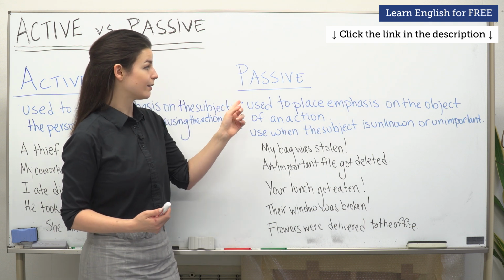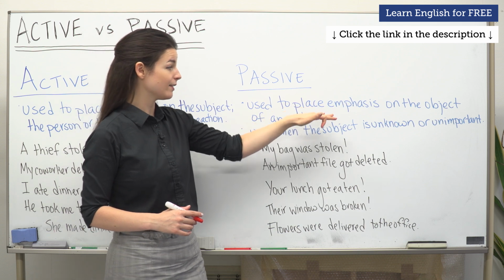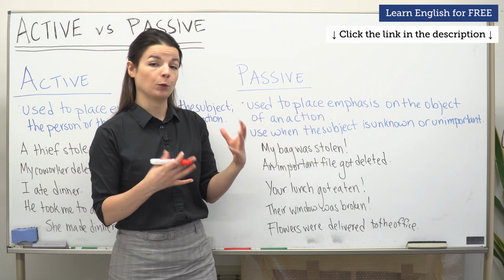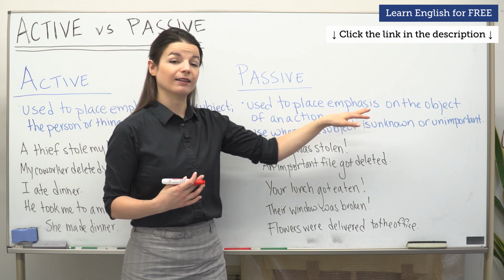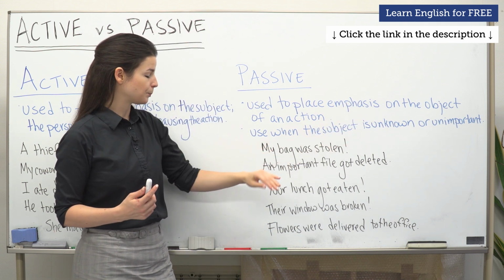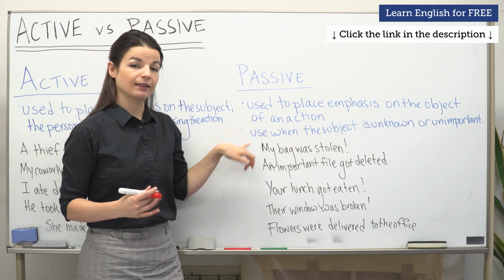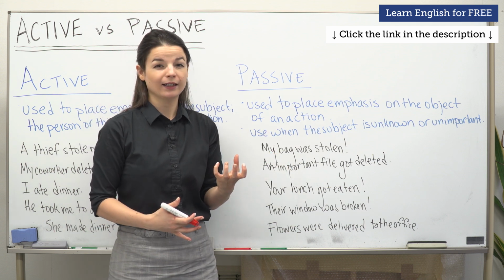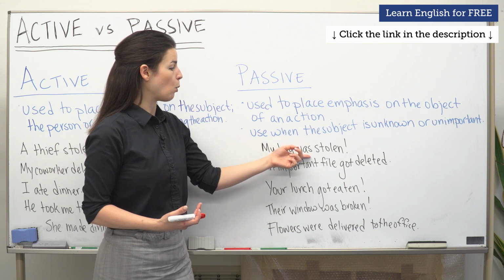When we talk in the passive voice, or when we write in the passive voice, we do it because we want to place emphasis on the object of an action, something which is receiving the action. We want to place the emphasis on that, or we use it when the subject is unknown or unimportant. So, to give a few examples, let's look here. My bag was stolen. Here, my bag, this is the thing that an action has occurred to. So you can think of it like the bag is the object that is receiving the action here. My bag was stolen.